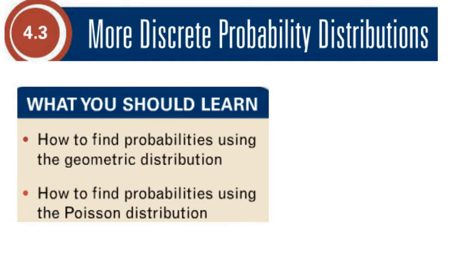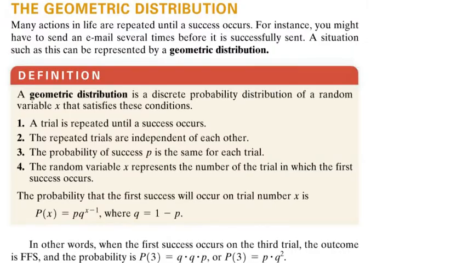Alright, so section 4.3, this is the conclusion of this chapter. We've talked about binomial distributions. There are two other primary types of probability distributions that we'll learn about. One is called a geometric, and the other is named after a French person. It's called a Poisson distribution. That's how you pronounce that word. Poisson is the French word for fish, apparently. So let's talk about how to do those.